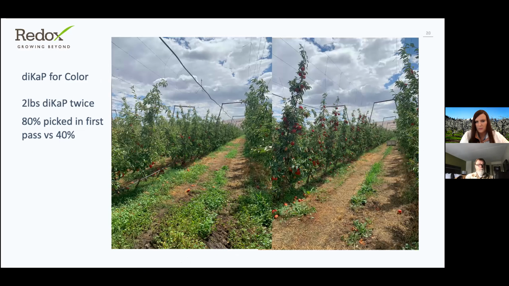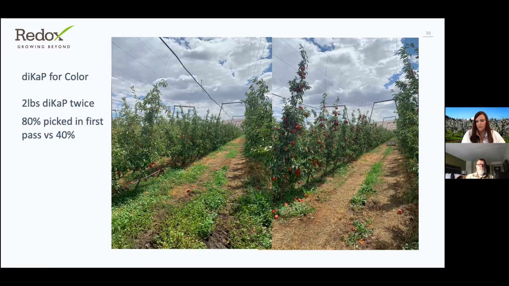So I want to share a grower demo we did this year. This was also in the Prosser area. These are Rave apples, which is a really early variety. We tend to pick them the end of July. And so the grower did the same kind of standard program, 2 pounds of DICAP, about 3 weeks before harvest, and then again 10 days later.